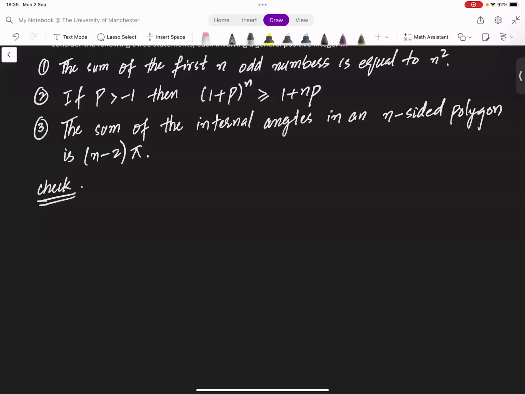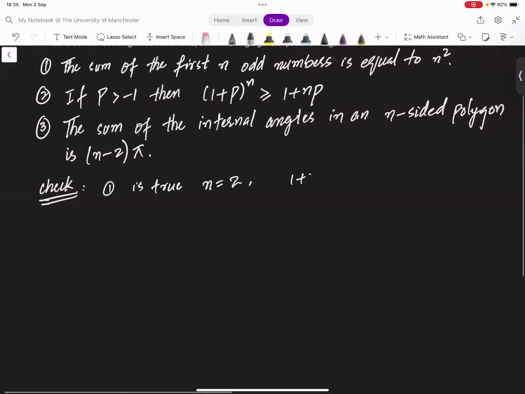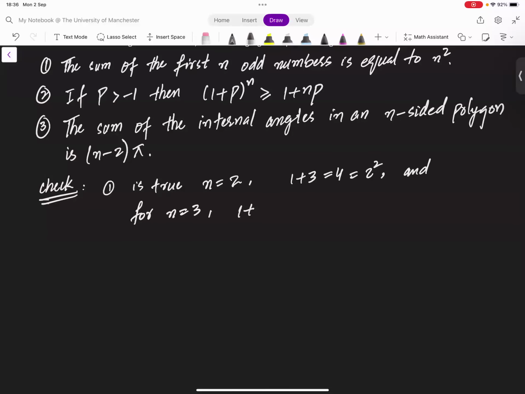we are checking now. Statement 1 is true for n equals 2. So the sum of the first two odd numbers is 1 plus 3 is 4, which is 2 square. And for n is 3, which is 1 plus 3 plus 5 is 9, which is 3 square.